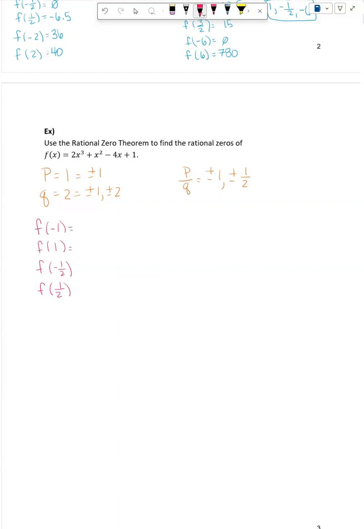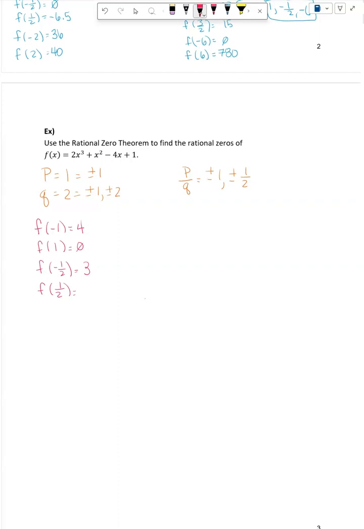And again, I programmed these into my calculator, right? So I programmed -1, store X, and then I put my function into my calculator and then hit enter, and I got 4. Then I did 1, store X, enter, scrolled up, got my function, hit enter twice, and that gave me 0. I stored -1/2 in X, enter, scrolled up, got my function, hit enter twice, and I got 3.